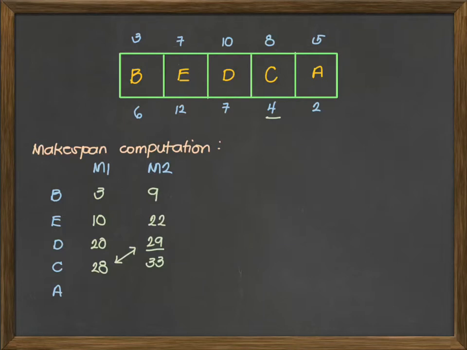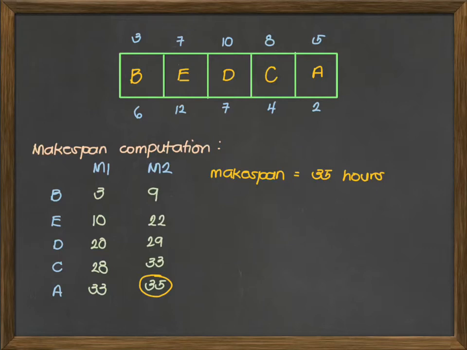And again, for the last job A under machine 1, 28 plus 5, we have 33. So, since tie naman yung dalawa, so kahit sino dyan, okay lang. So, 33 plus 2, yung ating work duration for job A in the second machine, so we have a total of 35. So yung 35 na nakuhang answer, this is actually the makespan duration of our job sequence. So makespan is 35 hours.